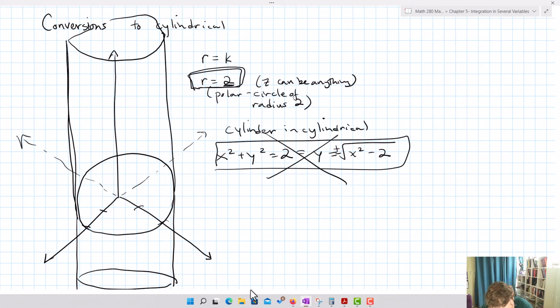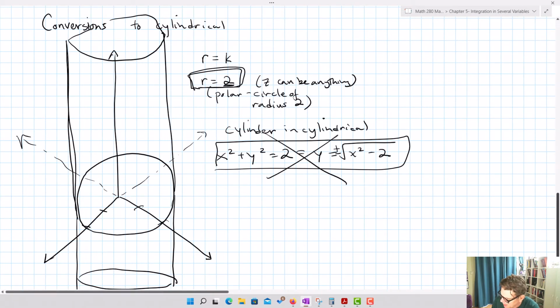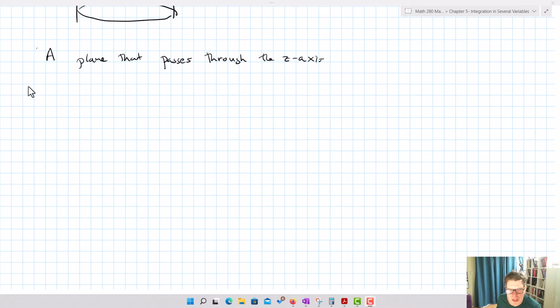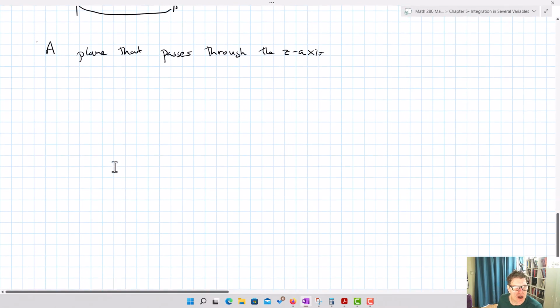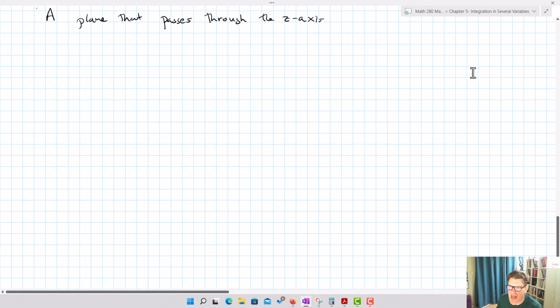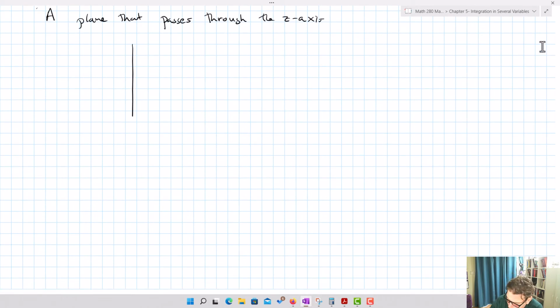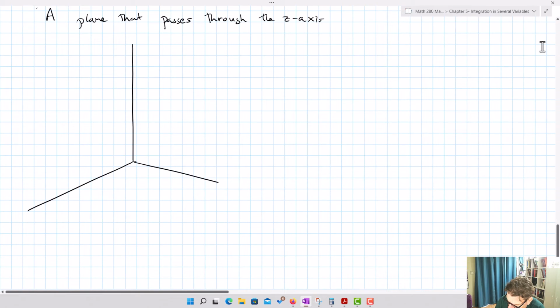So consequently, what we want to be thinking is, okay, that cylinder is represented with a very simple equation, okay? So there's another one. Let's take a look at another figure that ends up becoming very simple in cylindrical as well. Another figure that ends up being very handy for us to draw in cylindrical is a plane that passes through the z-axis. So once again, let's take a look at what this looks like, okay?